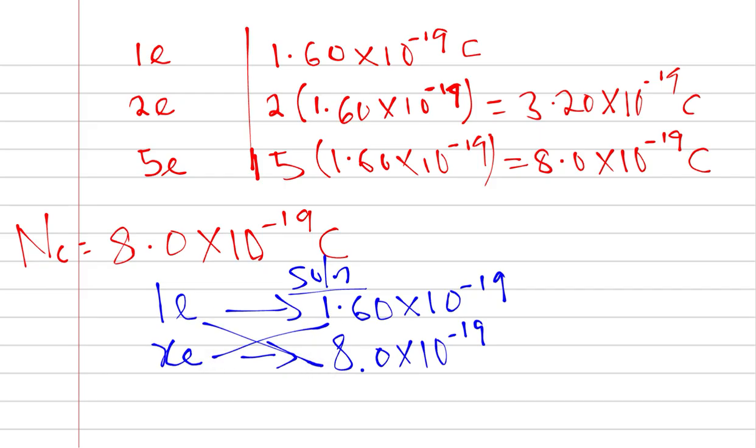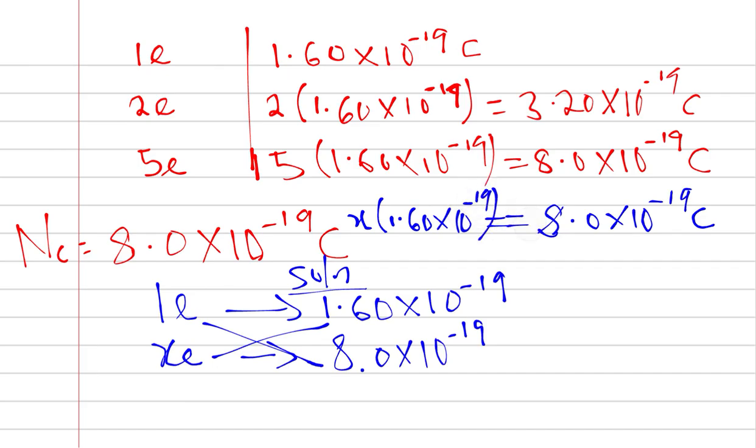So that will now give us 1 multiplied by 8.0 times 10 to the power minus 19 coulombs. Are you seeing that now? Then x multiplied by this, that's x times 1.60 times 10 to the power minus 19. Can you see what I'm doing now? Then you want to make x the subject of the formula. You will divide both sides by 1.6 times 10 to the power minus 19.